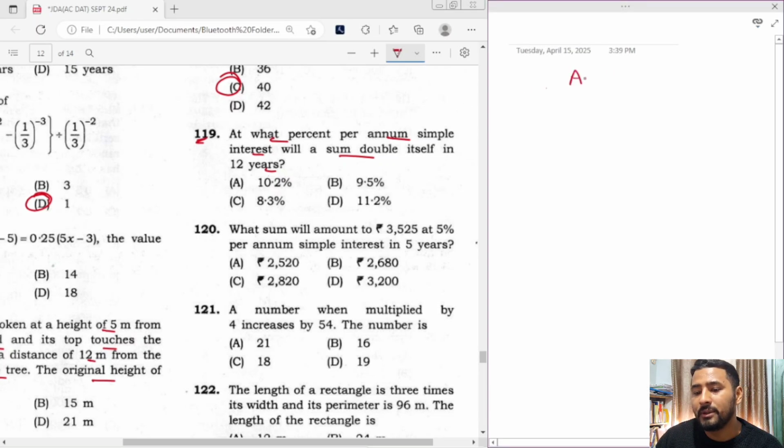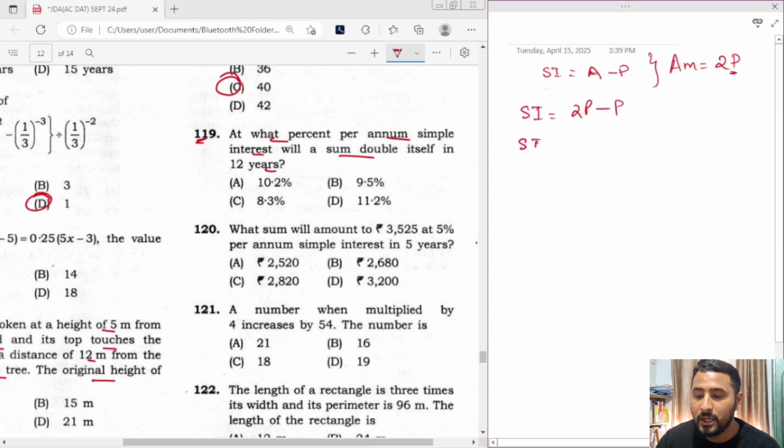That means what? You should remember one formula: simple interest is amount minus principal. In this case the amount is given as double the principal, so you should write 2p. So we know SI equal to A minus P, which is 2p minus p. Since it is double, that is why we are doubling the amount, we can write it as 2p.